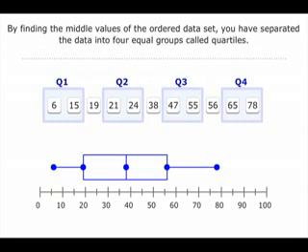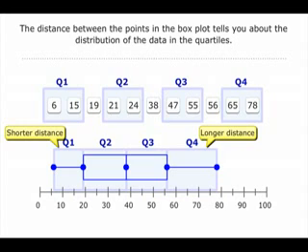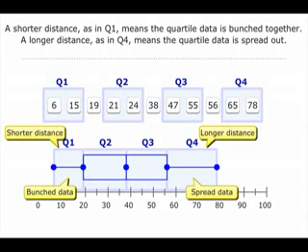By finding the middle values of the ordered dataset, you have separated the data into 4 equal groups called quartiles. The distance between the points in the box plot tells you about the distribution of the data in the quartiles. A shorter distance, as in Q1, means the quartile dataset is bunched together. A long distance, as in Q4, means the quartile data is spread out.